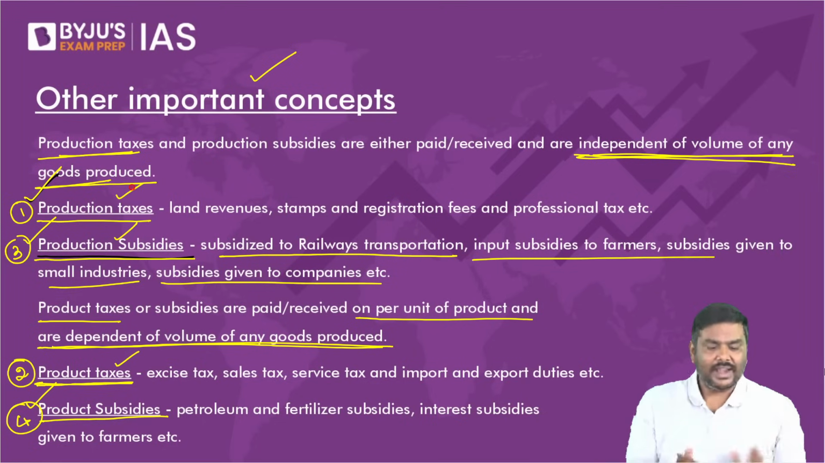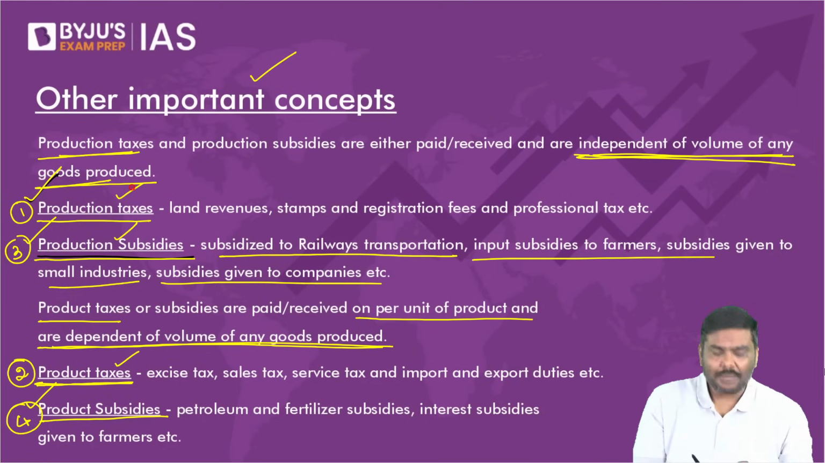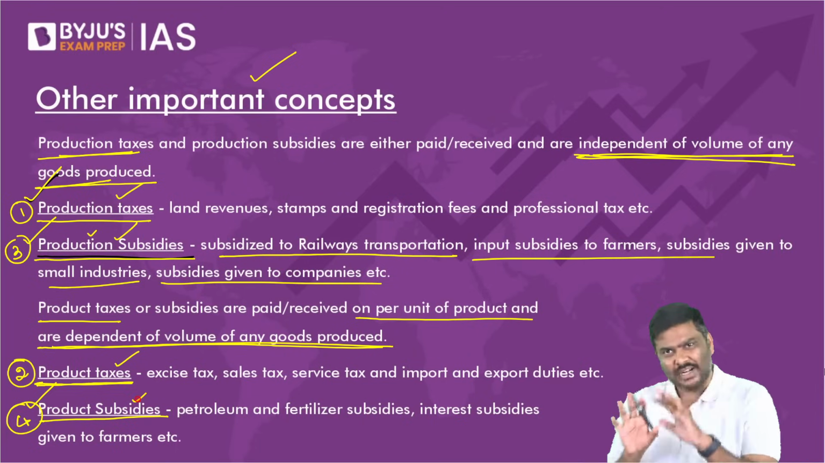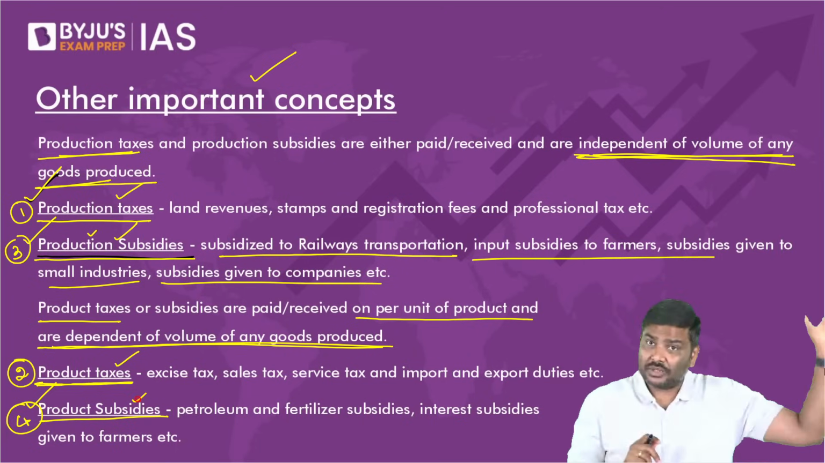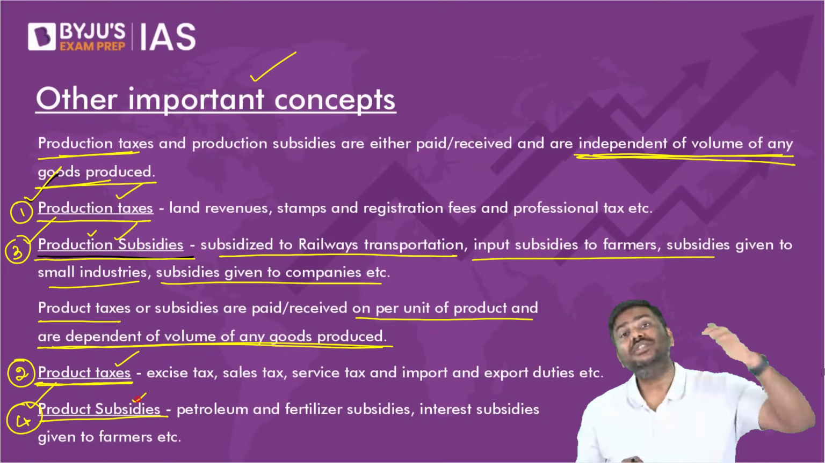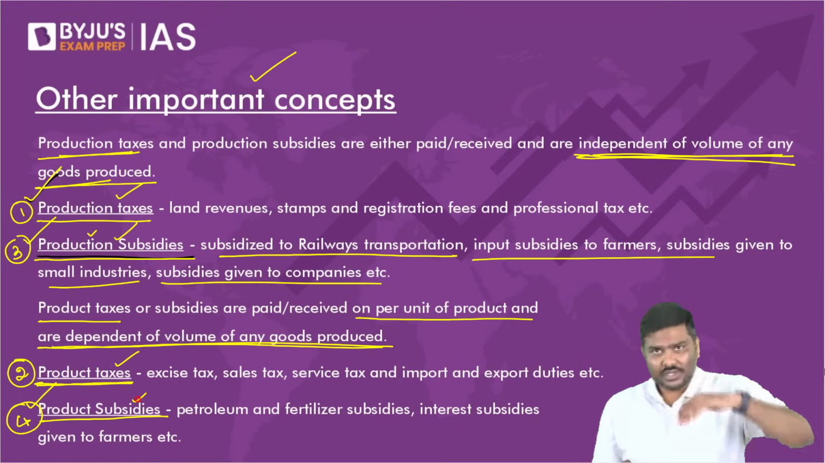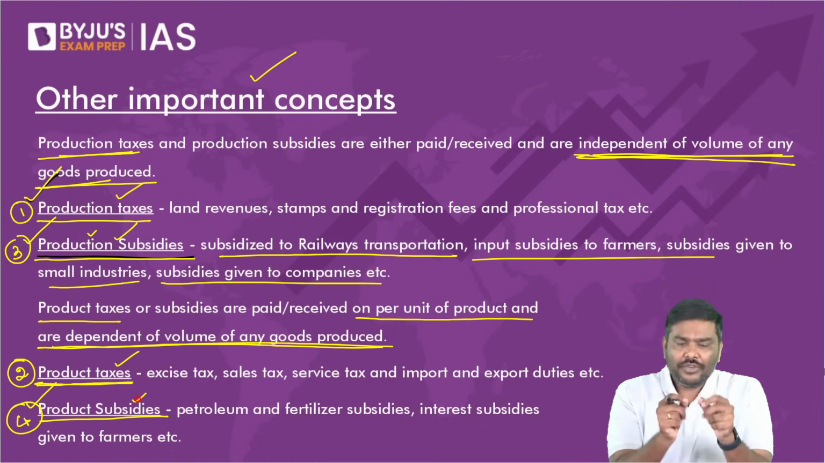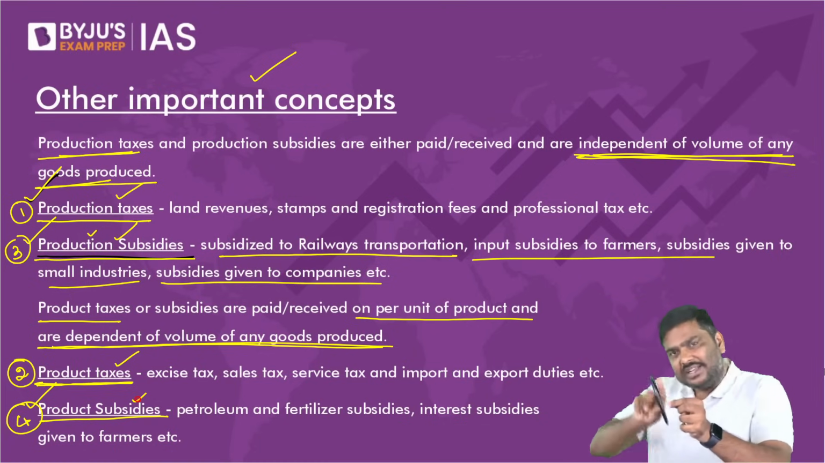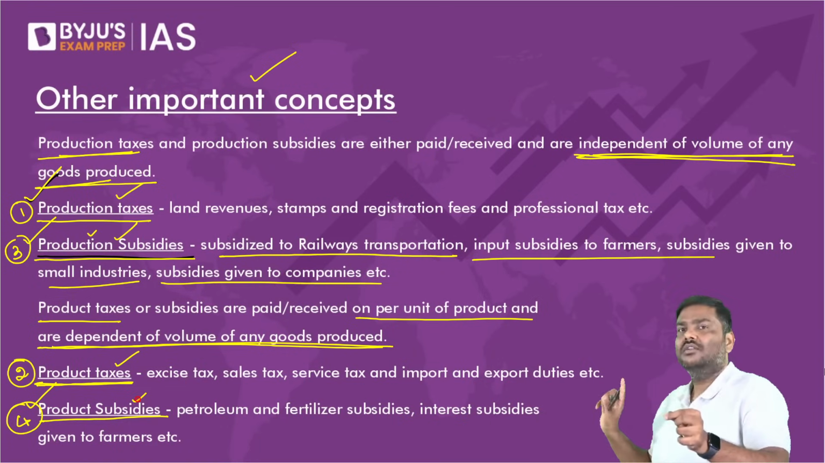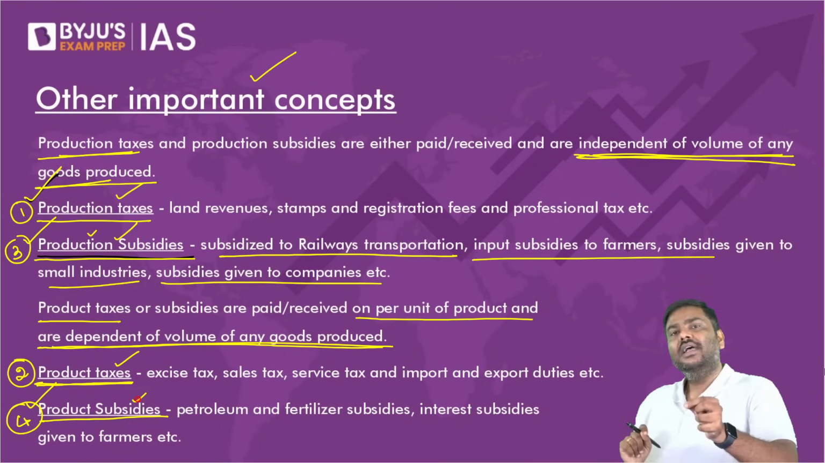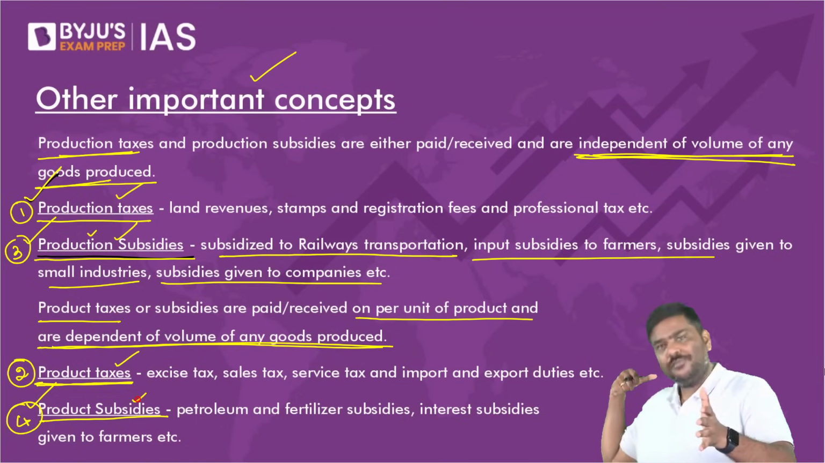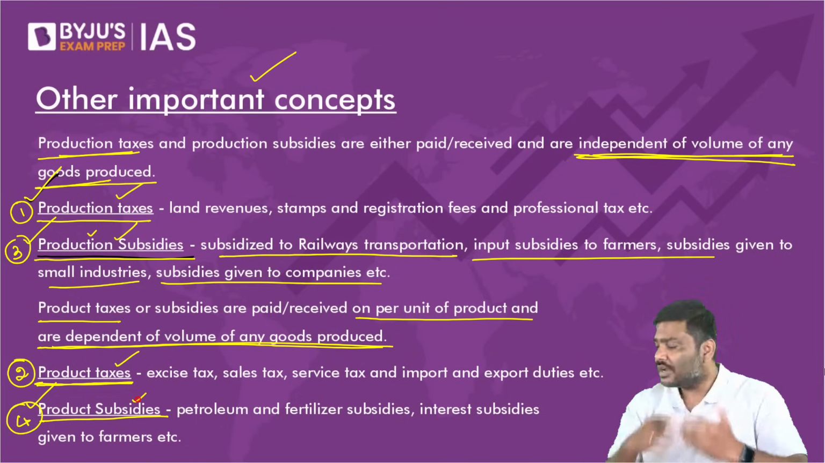And second, production subsidies and product subsidies apply the same logic. Do not change, apply the same logic, but the only difference is taxes you pay to the government, subsidies you receive from the government. Whenever you receive a subsidy that is dependent on volume of production, we'll call it a product subsidy. And whenever you receive a subsidy that is independent of volume of production, it is called a production subsidy.